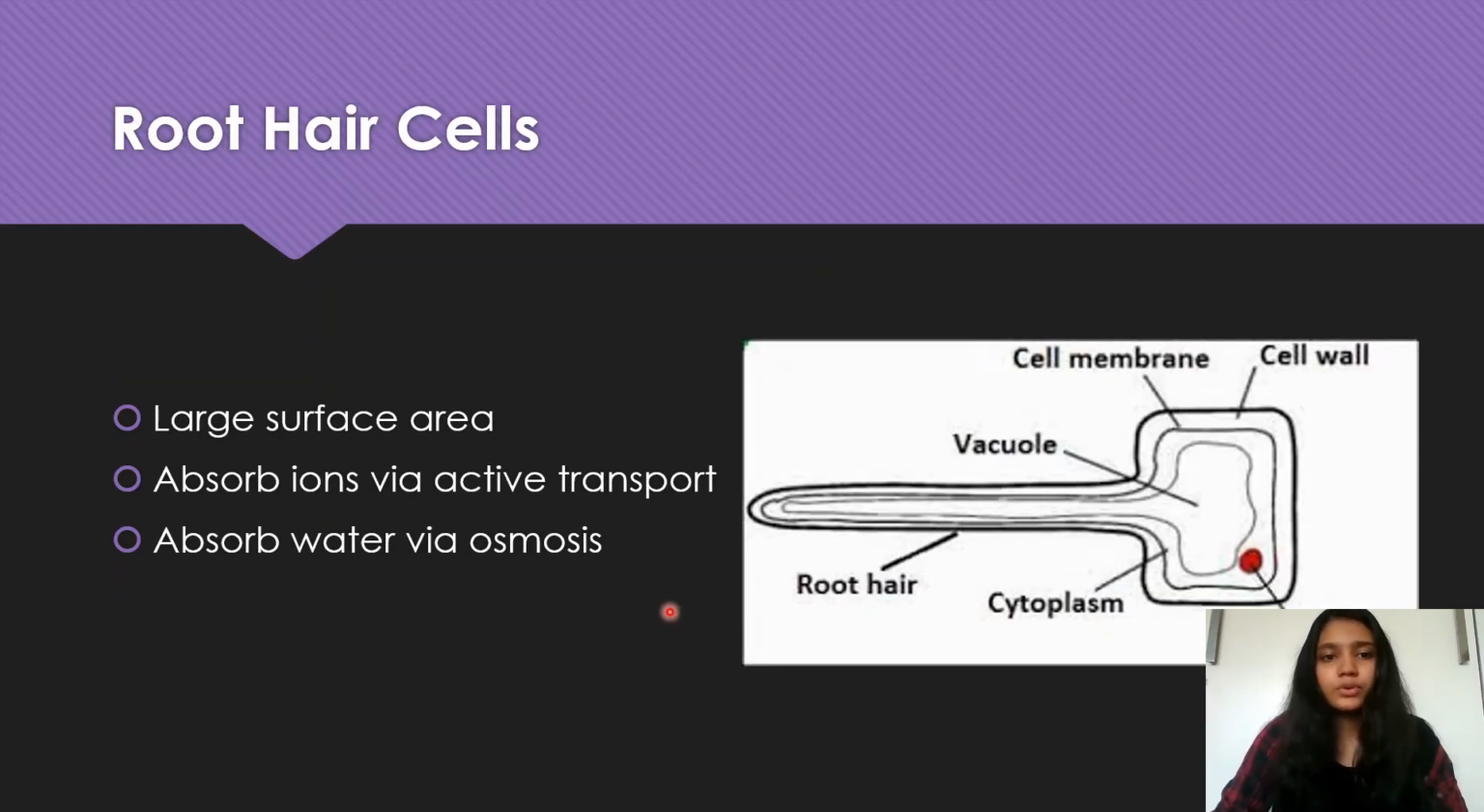Then you have the root hair cells. This is the structure of the root hair cells. It has a large surface area, as you can see yourself. It absorbs ions via active transport and water via osmosis. So you will know what the meaning of these terms are next chapter. But you need to know the structure of a root hair cell.